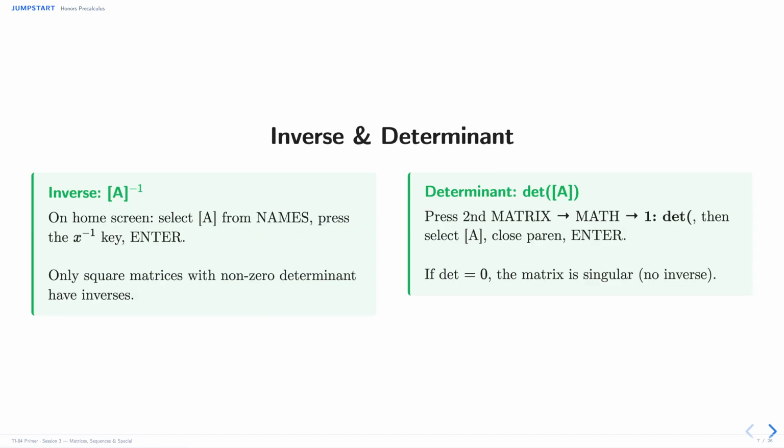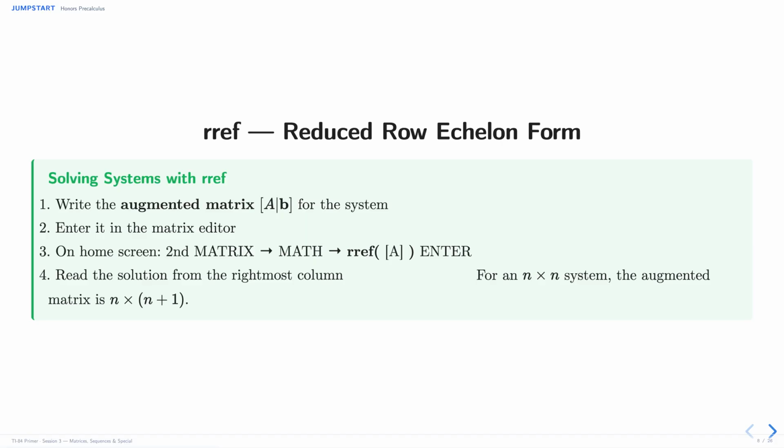Next, let's talk about the inverse and determinant of a matrix. To find the inverse, select your matrix from the Names tab and press the X inverse key, then Enter. Only square matrices with a non-zero determinant have inverses. To find the determinant, go to the Math tab, select the determinant function, and choose your matrix. If the determinant is 0, the matrix is singular and does not have an inverse.